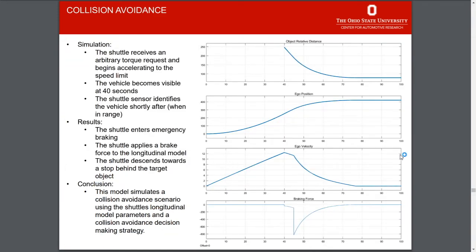The results show that the target vehicle became visible at about 40 seconds. Shortly after, it came into range of our autonomous vehicle's sensor set. At this point, the decision-making strategy could determine the best way to ensure safety for the autonomous shuttle and its passengers, in which case it applied a braking force to slow the autonomous shuttle down to the speed of the target vehicle, in which case was 0 meters per second.